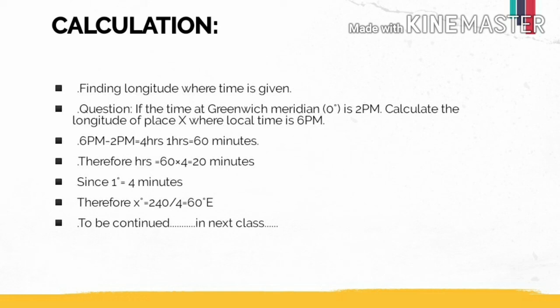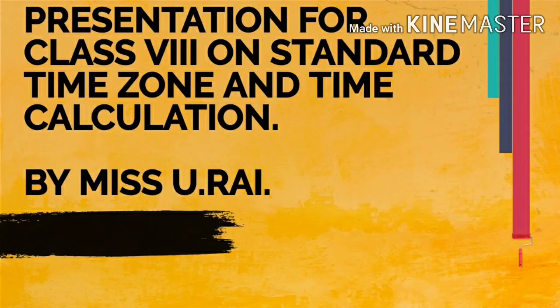I will be giving you a sum as well, so that you can try doing this. The question for the calculation is: if the time at Greenwich meridian 0 degree is 9 a.m., calculate the longitude of place X where the local time is 3 a.m. Please solve this and send it to my personal WhatsApp number.